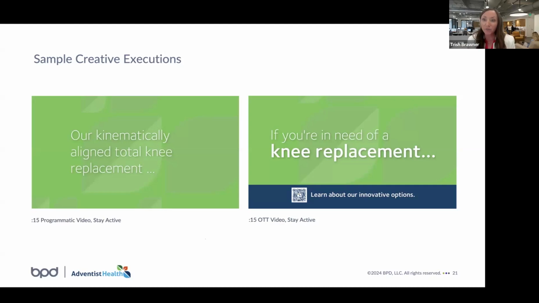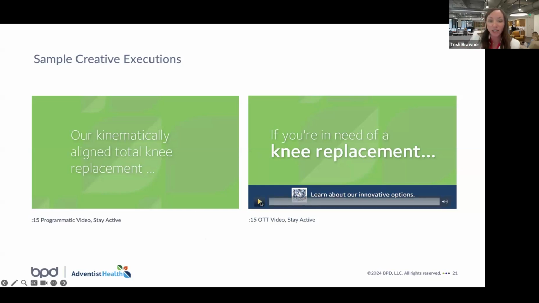On the right side here, we've got another video we'll play in a second. Now, this was used in the OTT space. So this would be something that people would think of on Hulu or Roku, but they're going to see it on their TV. So the call to action here is still "learn more," but instead of a click, since it's something they're going to see on their TV, we've got a QR code that they can scan that will then take them to the landing page.